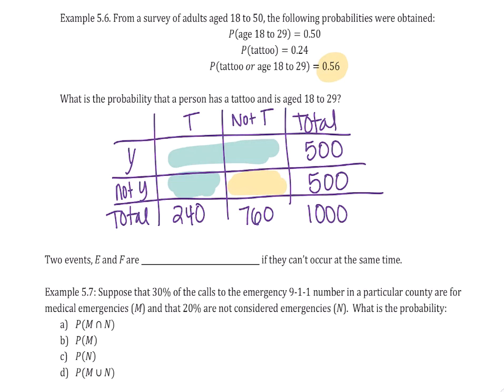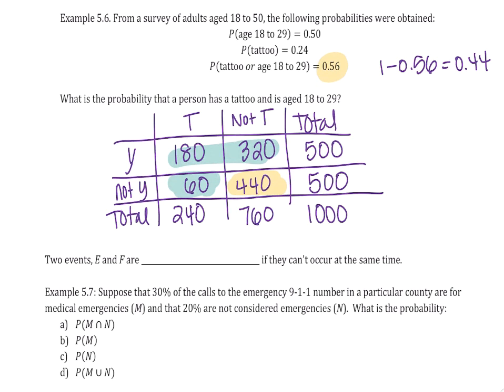So with the and problems, you were given the intersection of where they both were true. For this union, this or question, really, we knew where they both were not. So we can do 1 minus 0.56, and that gives us 0.44. And so I now know that there are 440 people in that yellow box. Now I can work backwards. 760 minus 440, there's 320 there. 500 minus 320, I get 180 here. And 240 minus 180, I get 60. Now I have my whole table.